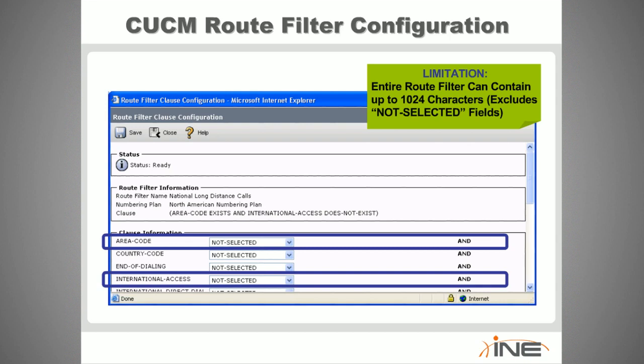Okay, but one limitation, well, probably a few. One is that the entire route filter can only contain up to 1024 characters. This does not include the not selected field. So these here being the characters. Area code exists, so area dash code, the dash included, the space is included, exists and is included, all of that. So we can only have a total of 1024 characters.